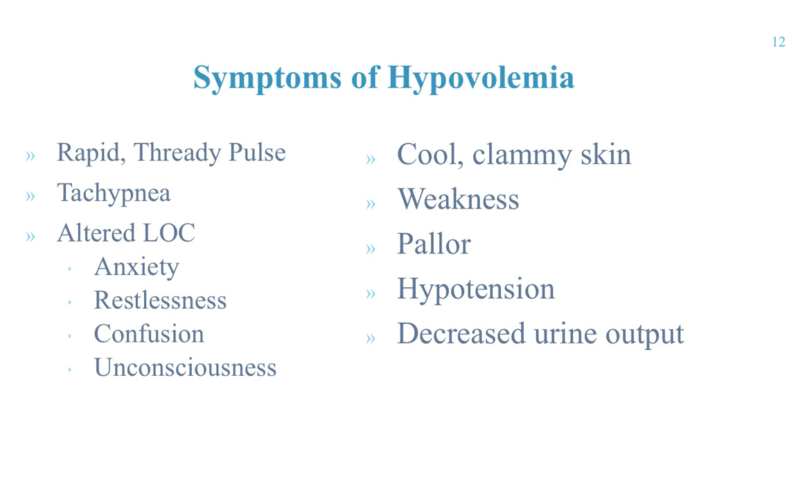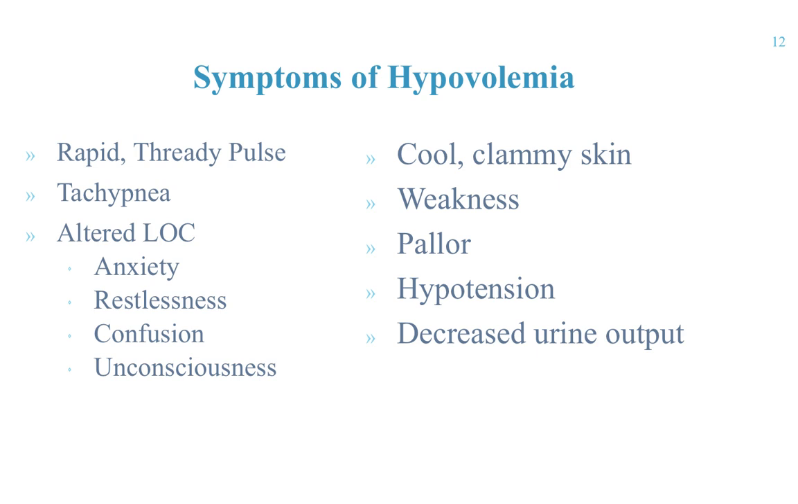Restlessness, confusion, and unconsciousness. So unconsciousness, that's when the brain is saying, hey, I'm just going to focus on breathing and beating the heart and trying to heal. We're going to take everything else away because I cannot function properly at this time. And then cool, clammy skin. The body's shunting the blood to the core, to those vital organs. Weakness, pallor, hypotension, and decreased urine output.